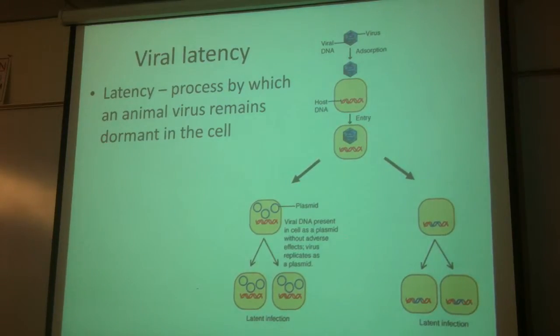Either as a plasmid, where the viral DNA is present in the cell as a plasmid and doesn't have adverse effects, so the cell doesn't really notice it. It replicates as a plasmid. Depending on the type of plasmid, cells are used to having a low copy number, like 2 or 3 copies, but some plasmids are high copy number, and you have hundreds of copies inside a cell. So that's a way to hang out, replicate your genome a couple times, get passed on, and by the time you're ready to go lytic, you already have a nice base of operation.